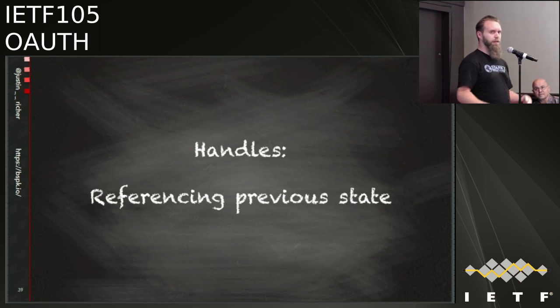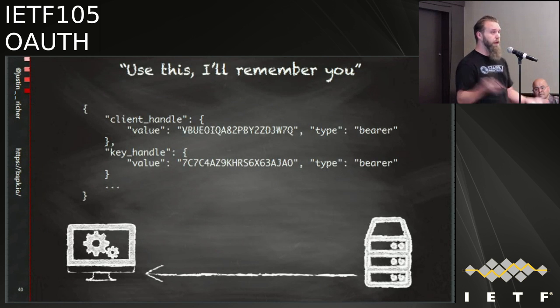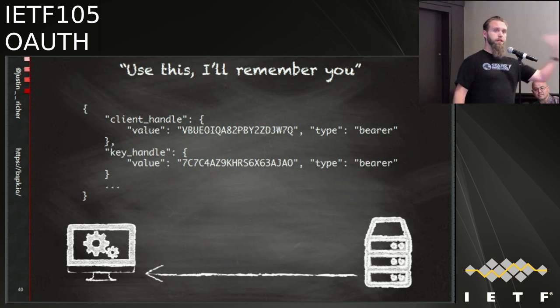We're always sending client information. We're always sending key information, stuff like that. That's kind of silly, right? Well, I agree, because the server can issue in response to either an initial transaction or an out-of-band interaction with the developer, a client handle and key handle that the client can use in lieu of the actual JSON document.